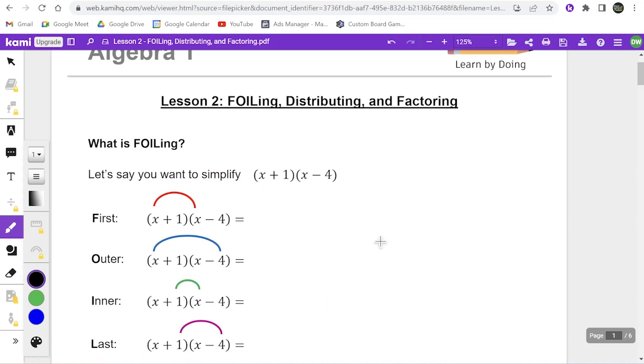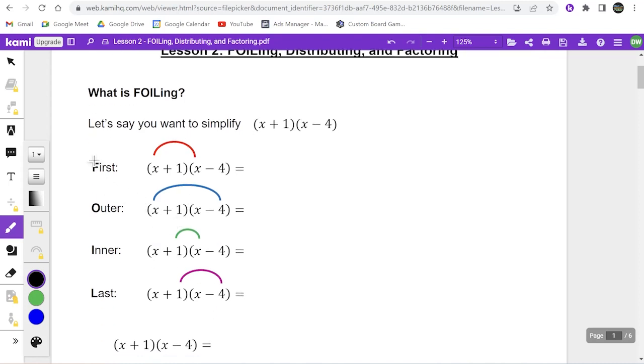So what is foiling? Well, FOIL is just an acronym for first, outer, inner, last. It's the way you multiply two things. Like the example I have here is x plus 1 times x minus 4. If you want to multiply these things, you have to multiply every combination of one factor to the other factor. And I have a very nice graphic here that shows how we're doing this.